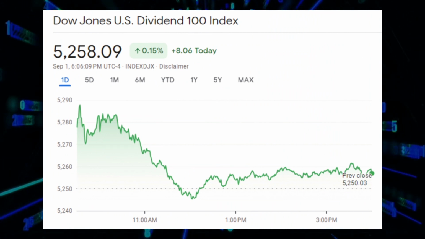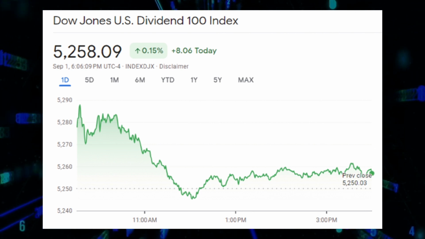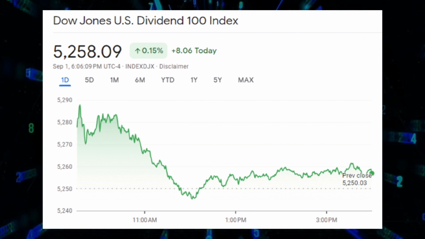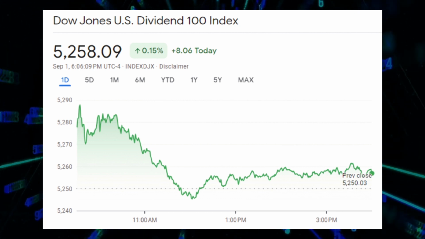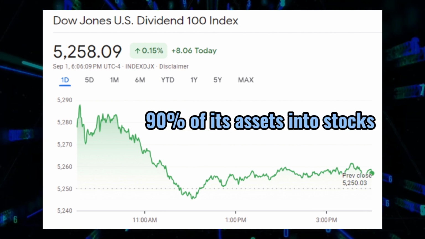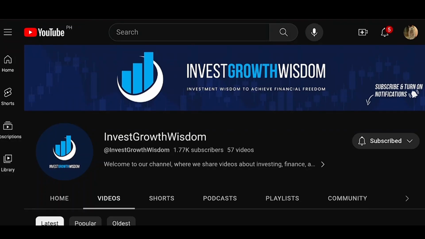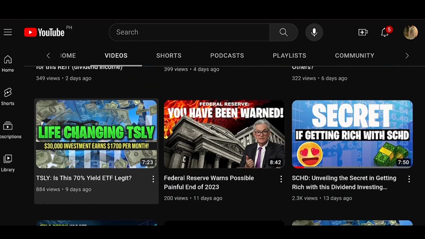This index is designed to gauge the performance of American companies that consistently pay dividends and are financially solid when compared to their peers using financial ratios. In fact, the fund will put at least 90% of its assets into stocks. We have previously discussed SCHD in detail, and you can check it out in this video right here.